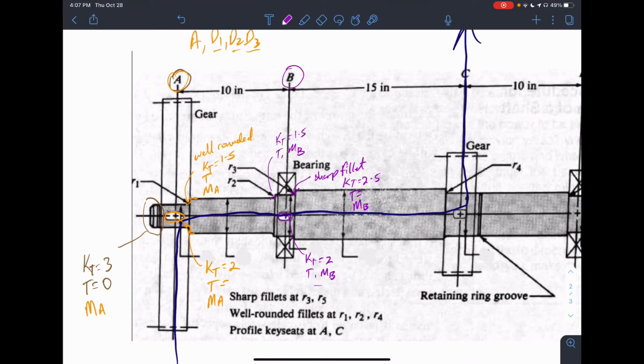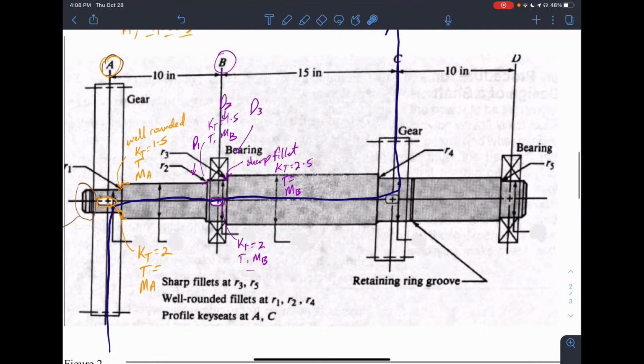Right, so we have 3 regions within point B. We have D1, we have D2, which is due to the key, and then we have D3. Now, of course, we could see that because the sharp fillet KT is higher than the keyway KT, we could automatically drop out D2 and D3 and just use 2.5, because obviously that will give us a larger diameter from the same equation. Right, but we will keep it in the table just for now when we develop the table.